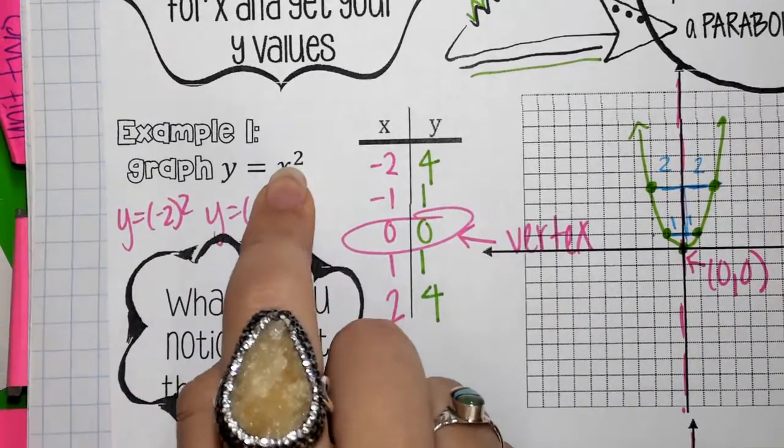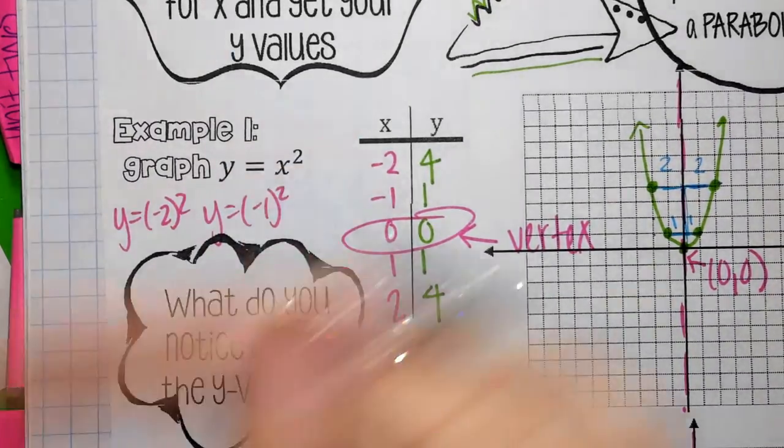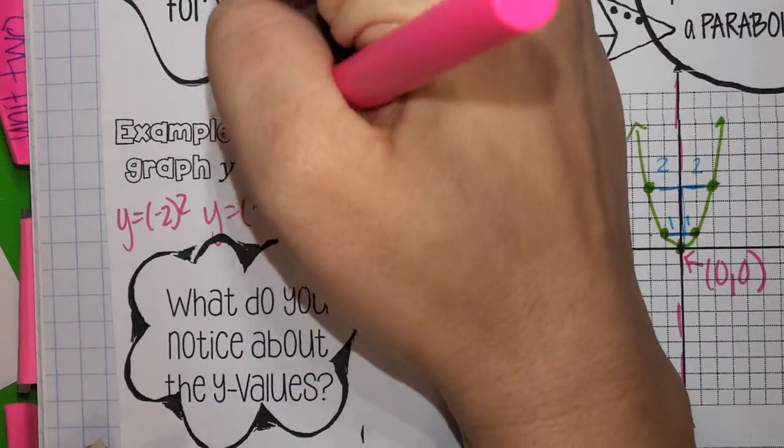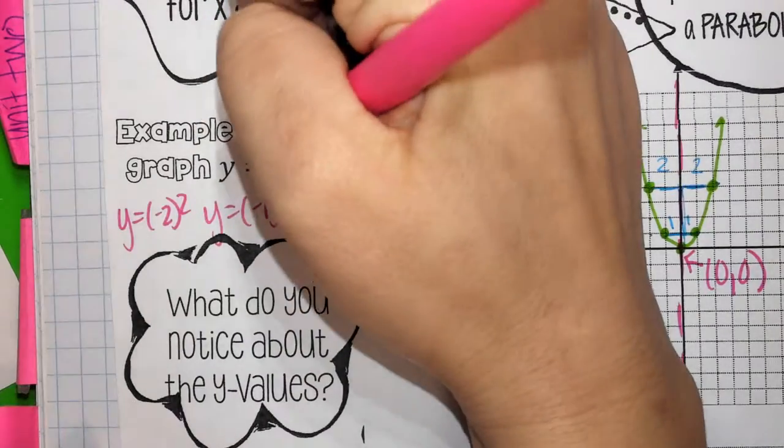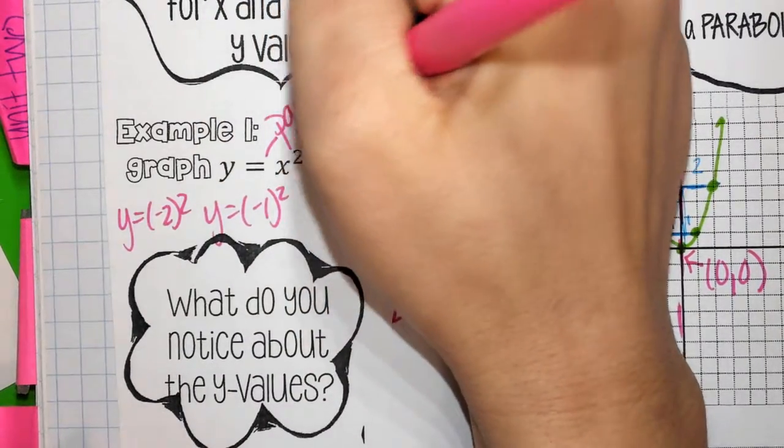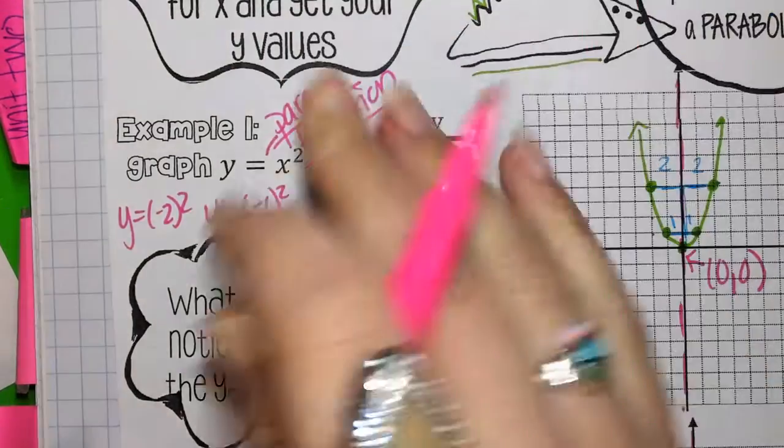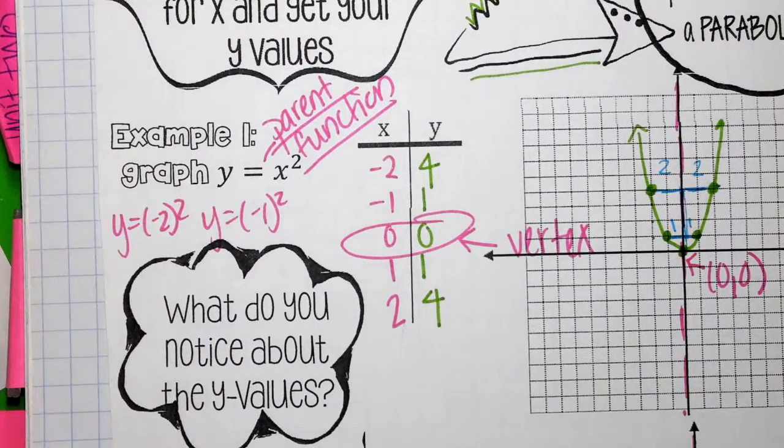Now, this graph, this function, is called your parent function. You need to write that down. This is called your parent function. Now, the reason it's called a parent function is because your parents create you. This creates all of our other graphs.